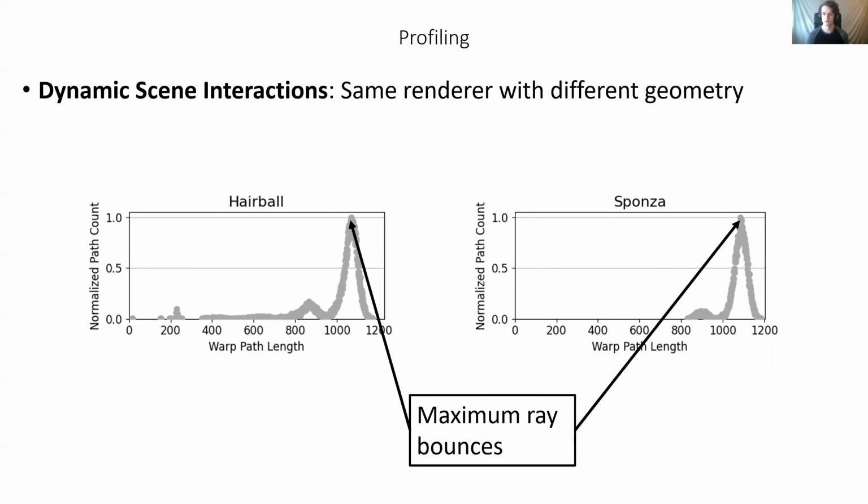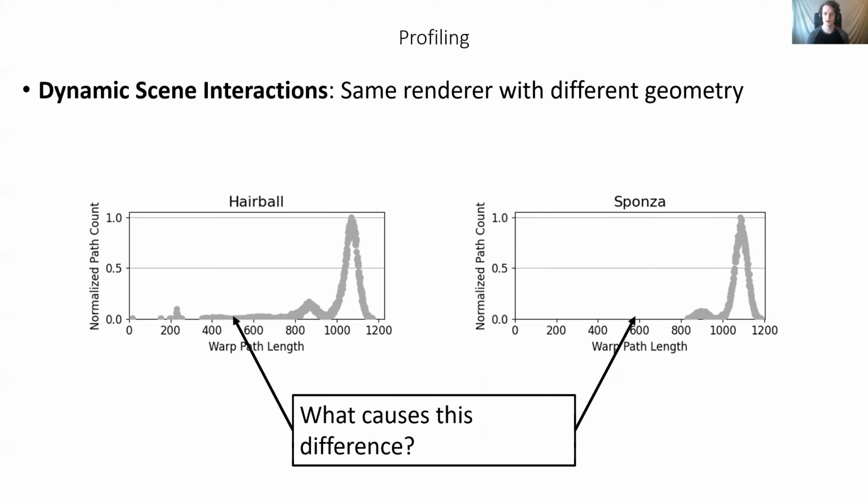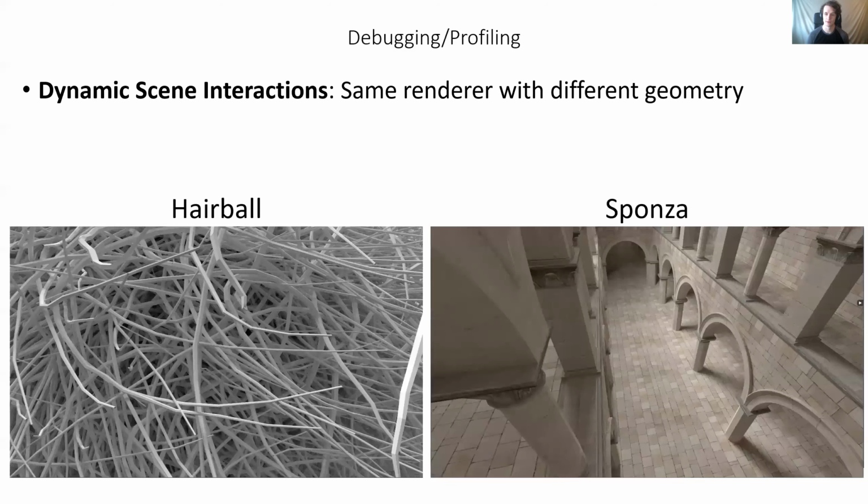So this peak in the graph, which shows the highest number of warps with a given path length, corresponds to the maximum ray bounce limit in the application. And since it's the same application, we see the same peak in both geometries, but we see a difference here where Sponza has no short warp path lengths, but hairball has a reasonable number. So we might ask, what causes this difference? What about these geometries is influencing the dynamic execution of the ray tracing pipeline so much?